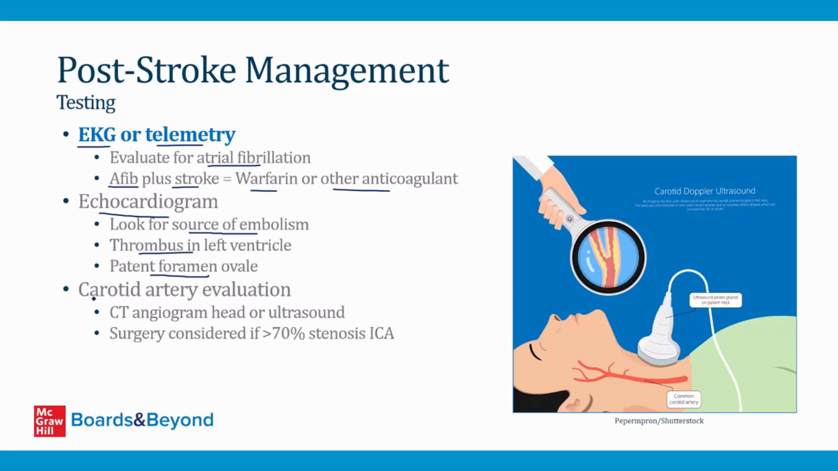And then finally, some evaluation of the carotid arteries is usually done in patients who've had an ischemic stroke. This can be a CT angiogram of the head or an ultrasound. And the idea is to identify significant stenosis of the internal carotid artery. There are clinical studies that show if the degree of stenosis is 70% or greater, then surgery may be beneficial to try and treat the internal carotid artery and eliminate this stenosis, either with a stent or a surgical endarterectomy.